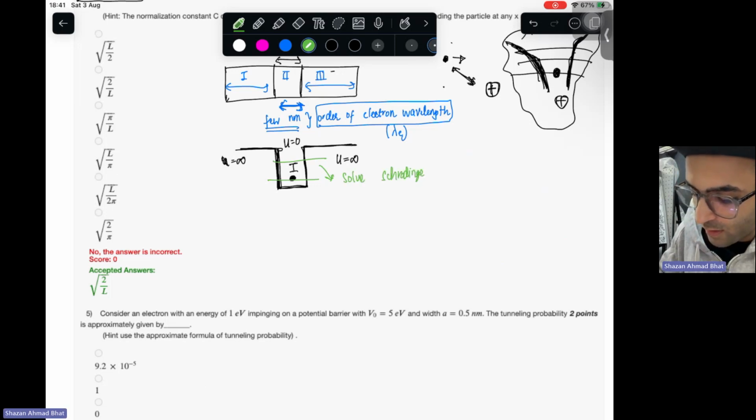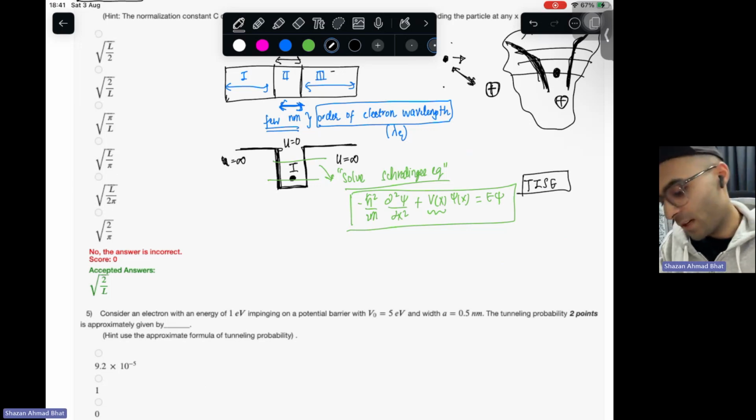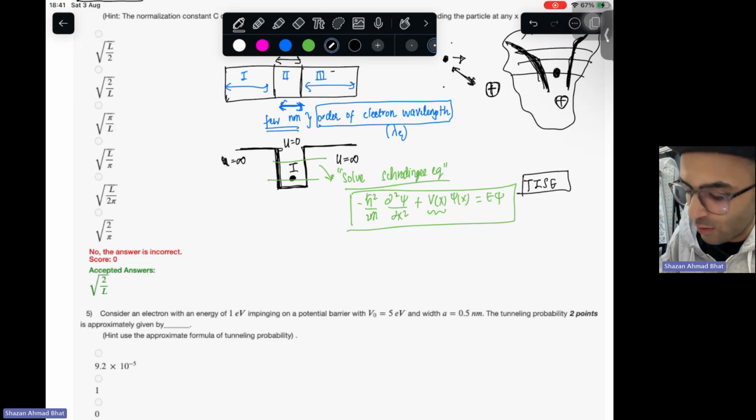The Schrodinger equation is minus h bar squared by 2m, del squared psi over del x squared, plus V of x psi of x, where V is the potential, equal to E psi. This is called the time-independent Schrodinger equation. There is no time-dependent part here. What makes it really important is that you can solve this problem for various sets of potentials. The only change is that you have to change this potential for a different set of problems.